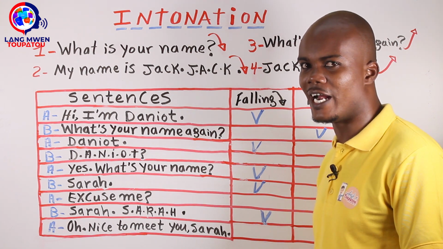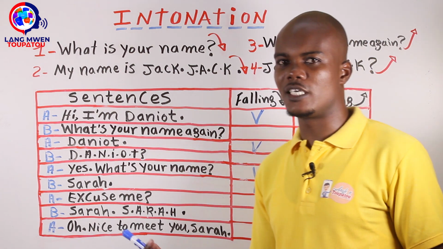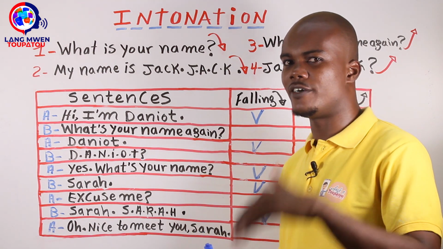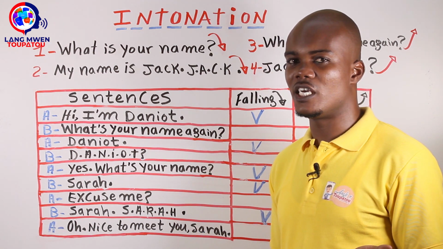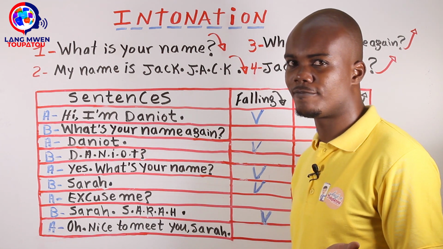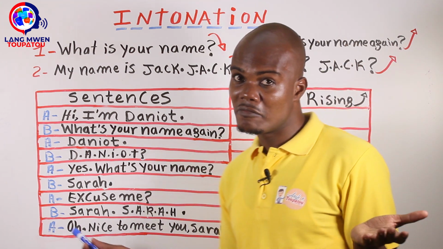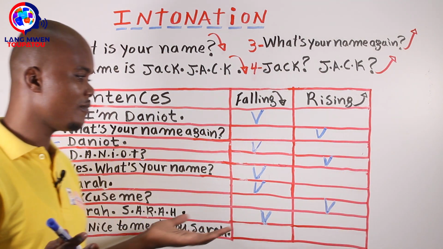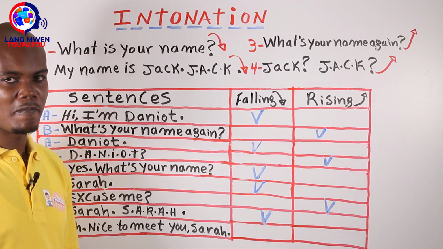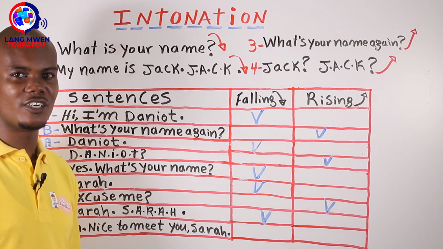Nice to meet you, Sarah. Okay. Is it falling intonation or rising intonation? Nice to meet you, Sarah? Or nice to meet you, Sarah? What do you hear? Oh, nice to meet you, Sarah. It's a falling intonation or a rising intonation. Okay, if you find it, you understand the course.